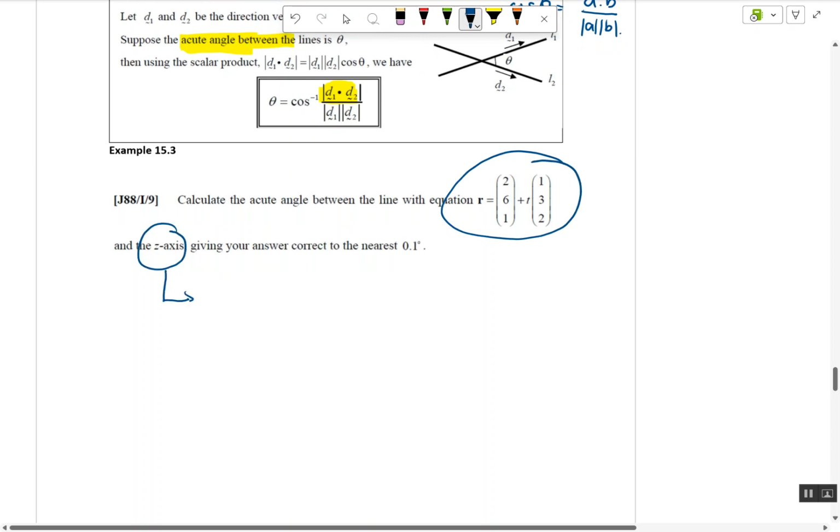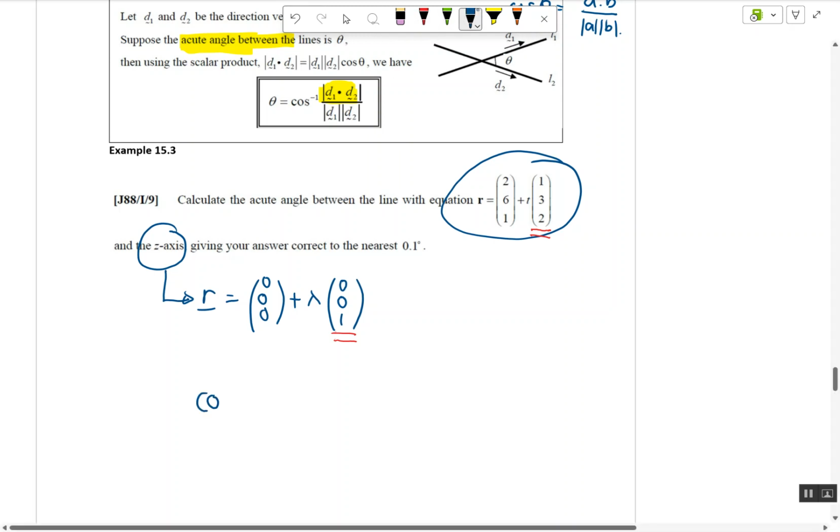Remember the z-axis has an equation of 0, 0, 0 plus lambda, and z-axis means only z, so 0, 0, 1. Now when it comes to finding the angle between the two lines, we are only concerned with using the direction. That's why the formula is d1 dot d2 over magnitude of d1 magnitude of d2.